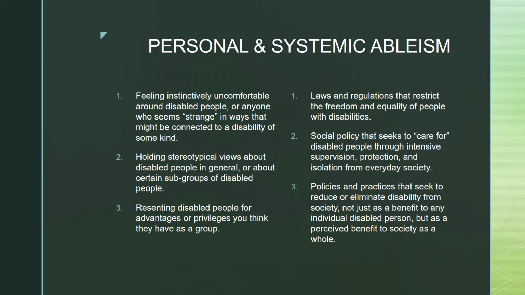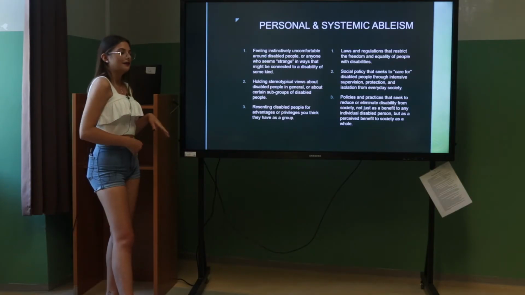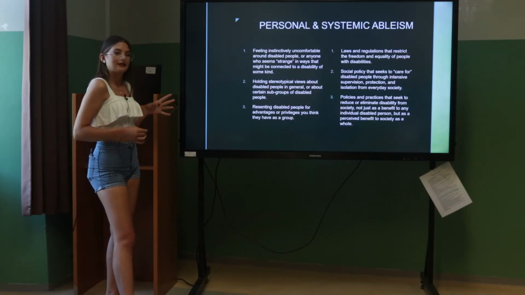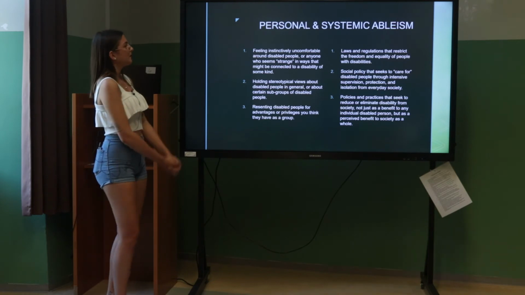The second one is holding stereotypical views about disabled people in general or about certain subgroups of disabled people. And the last one is resenting disabled people for advantages or privileges you think they have as a group. For example, they have bigger parking spaces closer to the store.